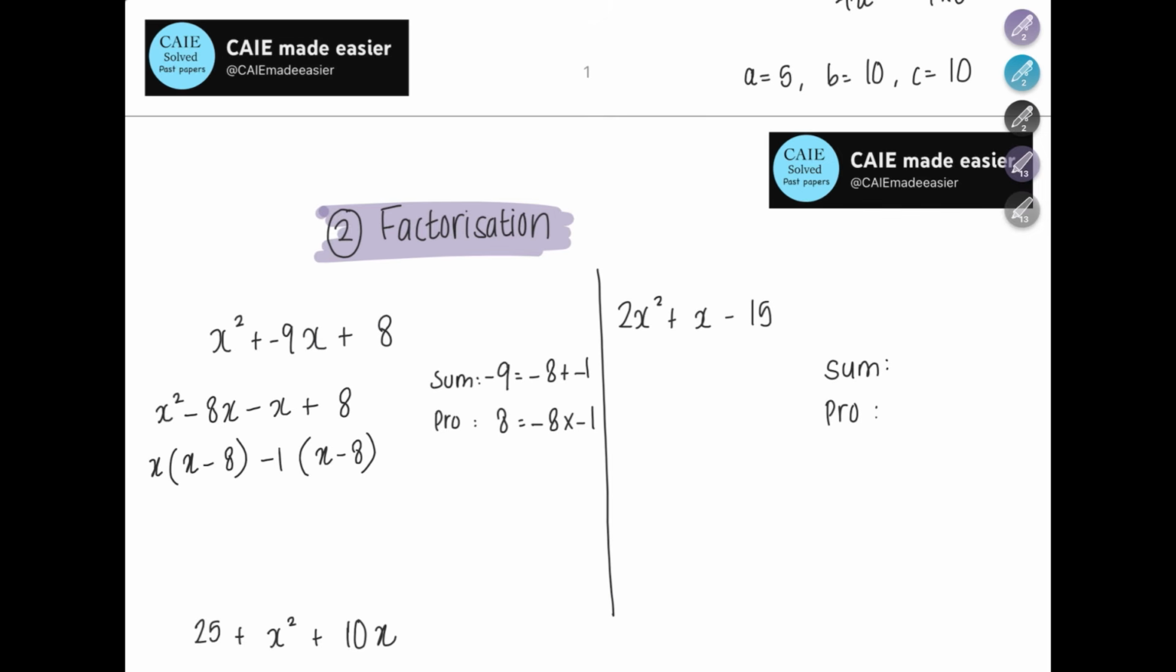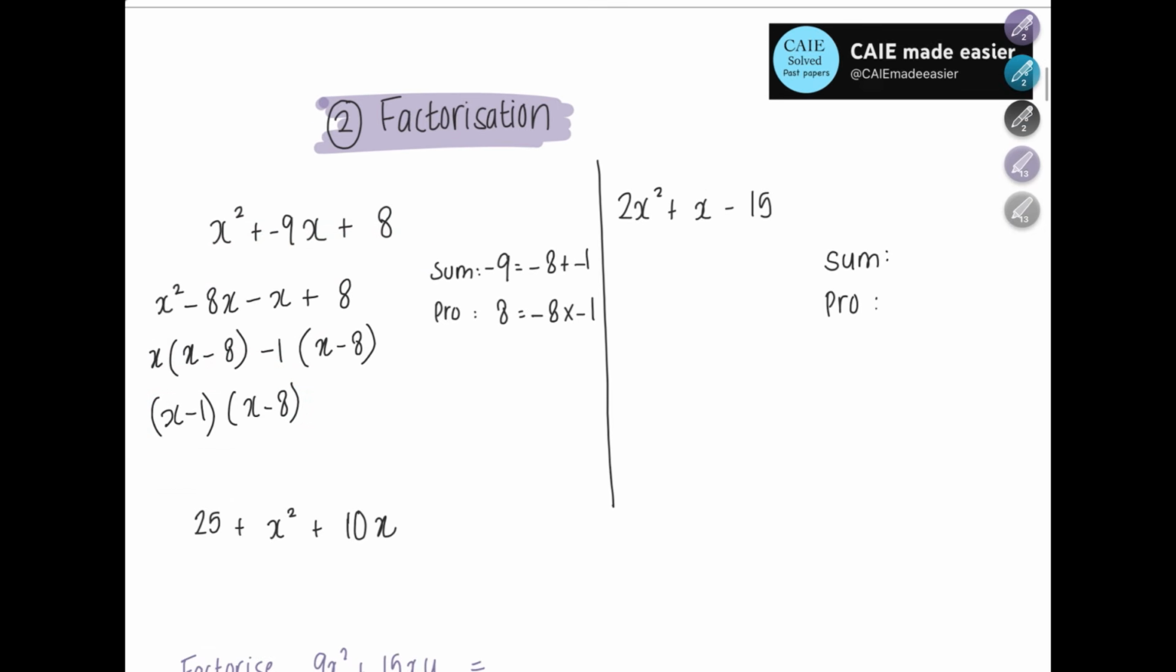Why minus 1? Because when you multiply this you get minus x, and when you multiply it like this you get plus 8. Now we can join this and this, so this is going to be x minus 1 and then x minus 8. So this is the factorization of this expression.